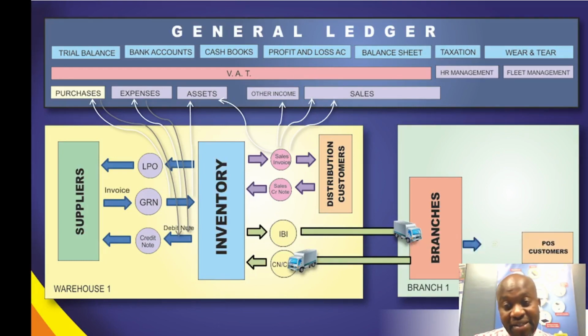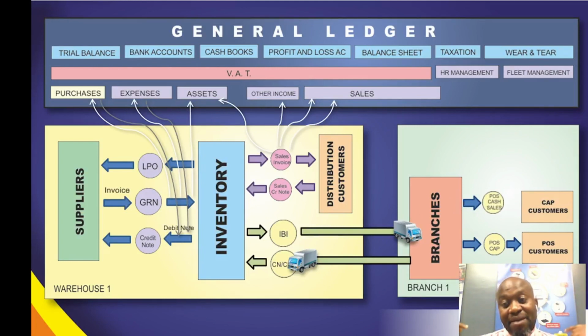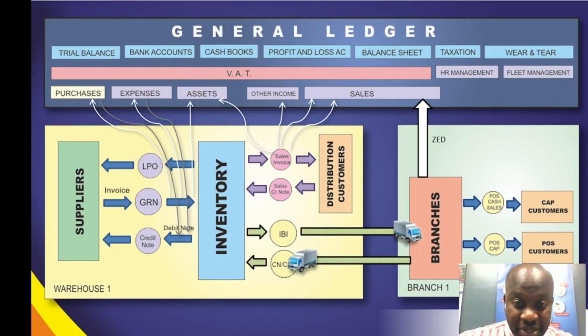And then lastly, the only exit where your inventory is supposed to leave should be either a point of sale, a CAP customer, or a distribution customer. That is the only exit point where the system expects this inventory to leave your premises. It is either through a distribution customer or through a point of sale, that is in your supermarket or in a wholesale, and also through those CAP customers.